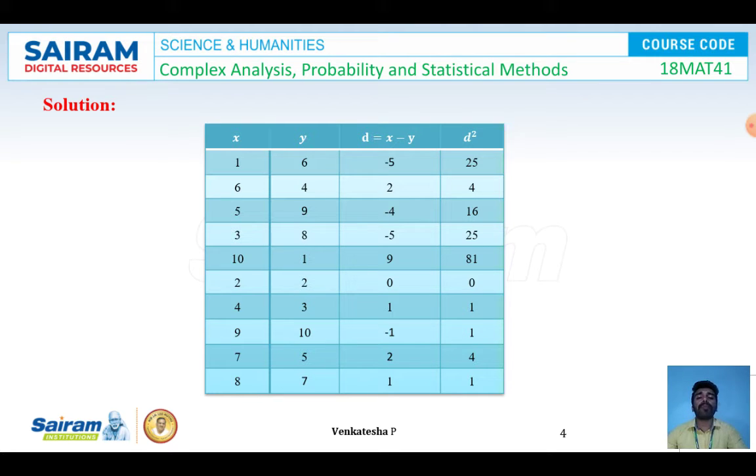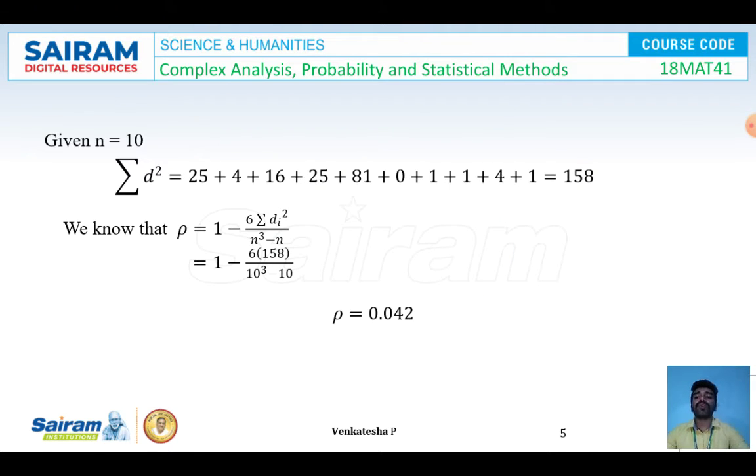So now I am going to compute summation d square. Adding all the d square values, summation d square is given by 25 plus 4 plus 16 plus 25 plus 81 plus 0 plus 1 plus 1 plus 4 plus 1. It will be equal to 158. Since the problem has 10 competitors, the value of n will be equal to 10 here. So now I will be replacing these values in the formula. Rho is equal to 1 minus 6 summation di square by n cube minus n. So I got 1 minus 6 into 158 by 10 cube minus 10. By simplifying this, I got the rank correlation coefficient is equal to 0.042.